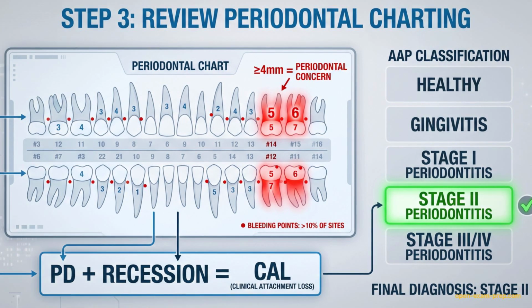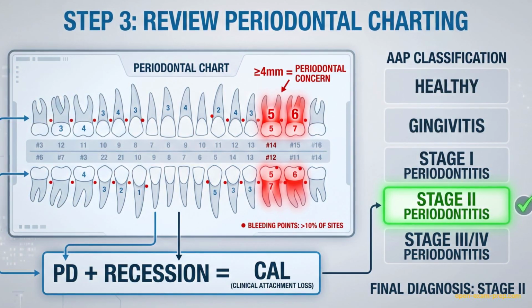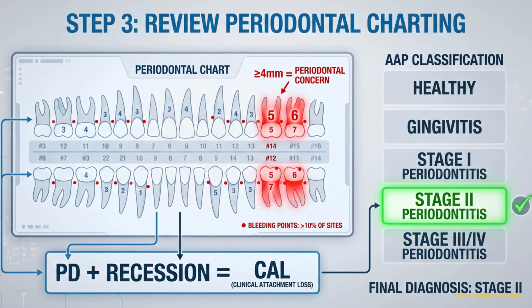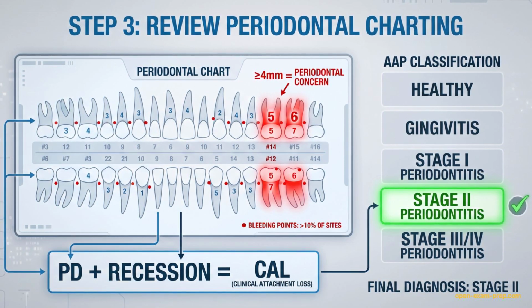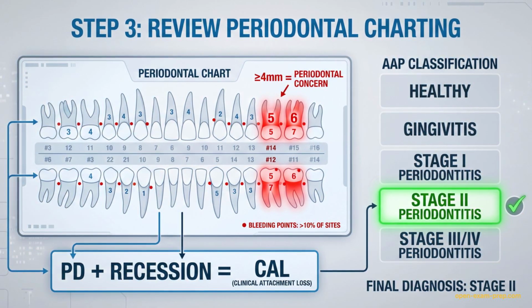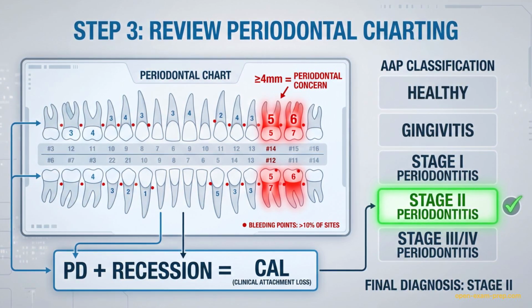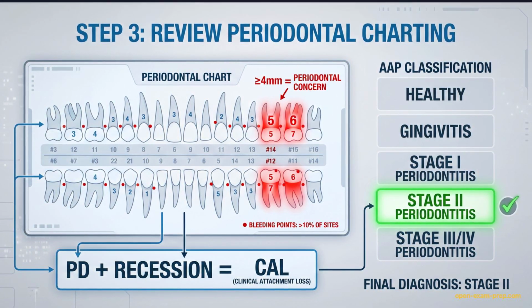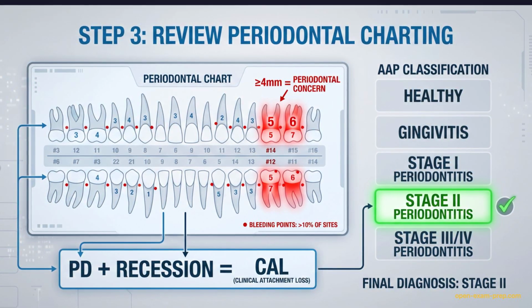With medical and radiographic data in mind, spend 45 seconds on the periodontal chart. This is where you connect the dots for the periodontal diagnosis. Zero in on the critical data. Probing depths of 4 millimeters or more, the percentage of bleeding points, and any recession. Use these to calculate the clinical attachment loss, or CAL, which is key to staging the disease. Is it localized or generalized? Is it gingivitis or stage 1, 2, or 3 periodontitis? This systematic check ensures you correctly classify the patient.